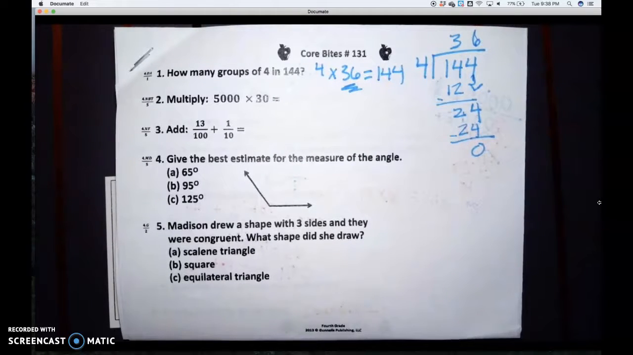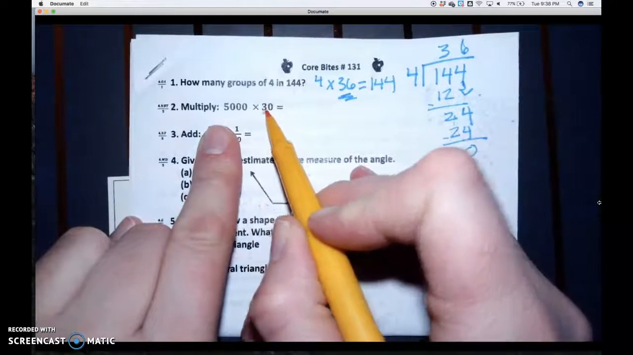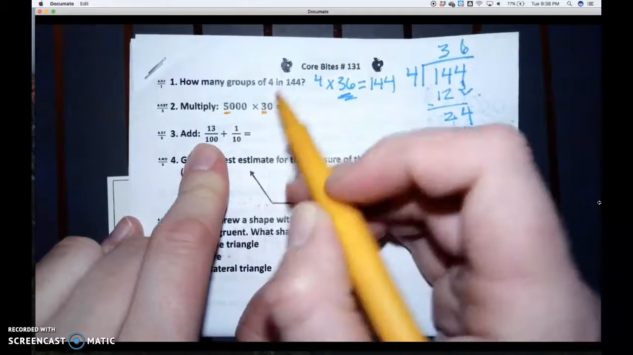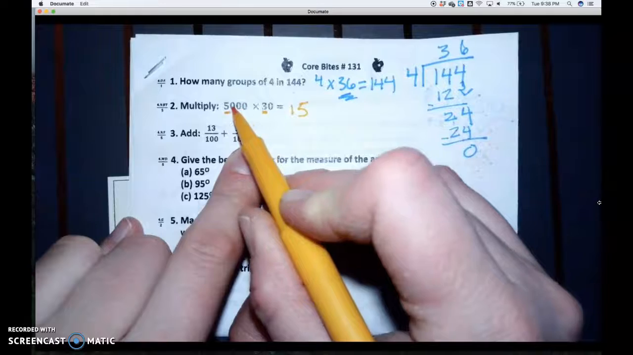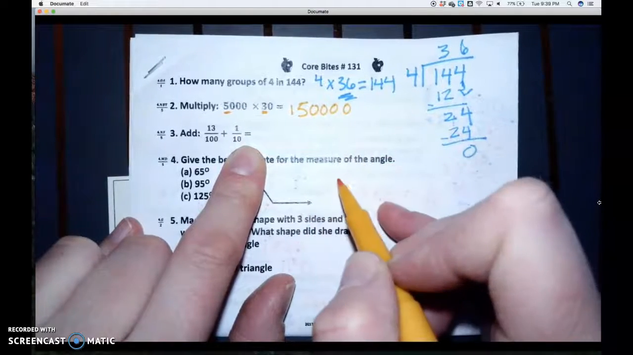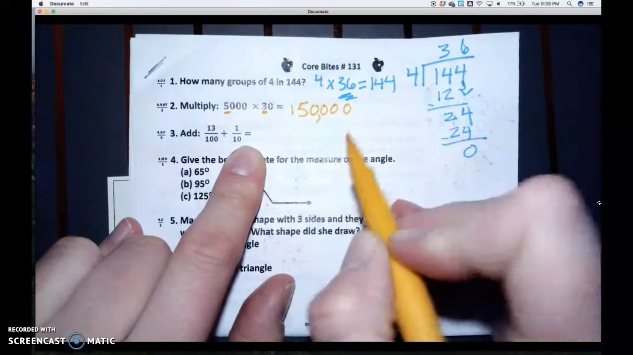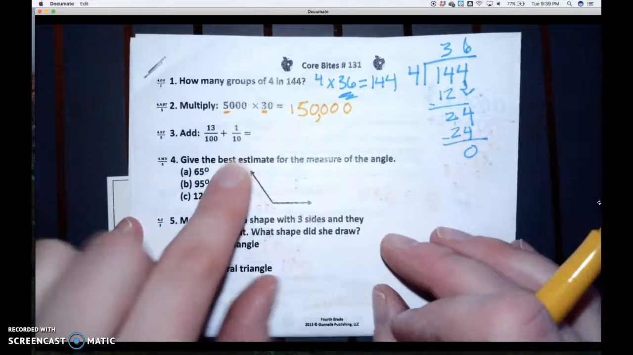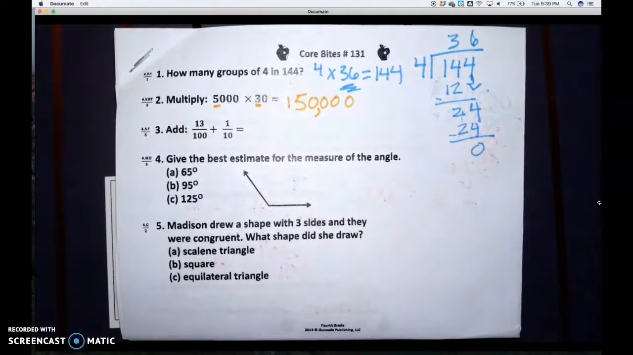For the next one, you're going to multiply 5,000 times 30, okay? The quickest way to do this is just to multiply the numbers in front of the zeros. So 3 times 5 is 15. Then count your zeros. 1, 2, 3, 4. Then figure out where your commas are going to go. So your answer is 150,000.